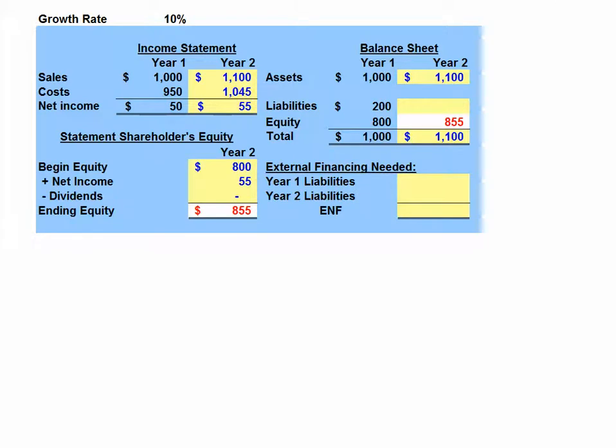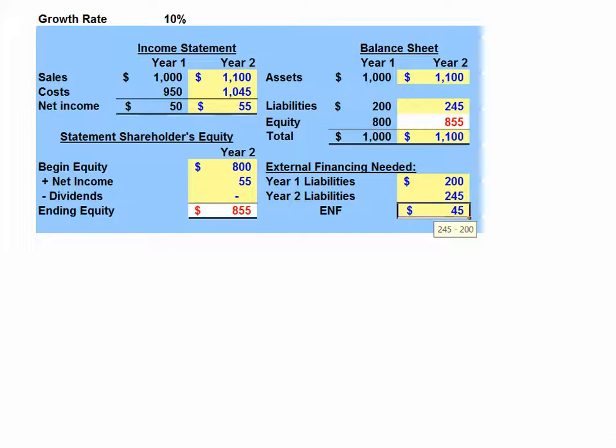Let's go ahead and calculate something we call our external financing needed. Our beginning liabilities at year one were $200. For our year two liabilities, for our balance sheet to balance, we need to basically plug this number, and it's going to be the difference between our total liabilities and equity of $1,100 and our ending equity of $855. And we can see for our balance sheet to balance, we're going to need an additional $45 in financing, and we refer to this as our external financing needed.